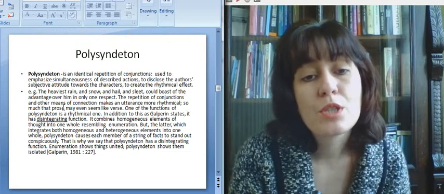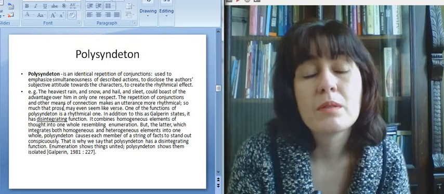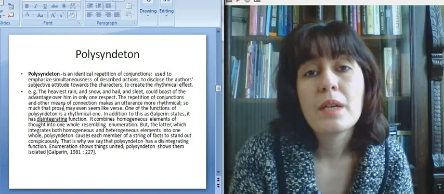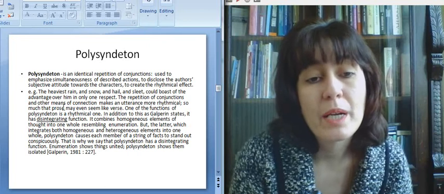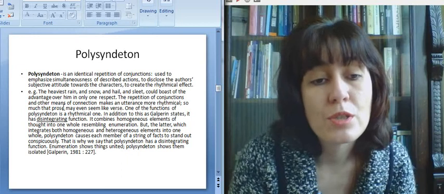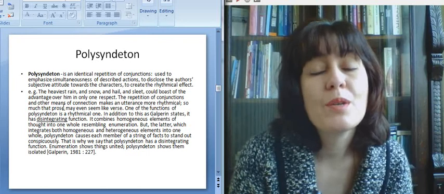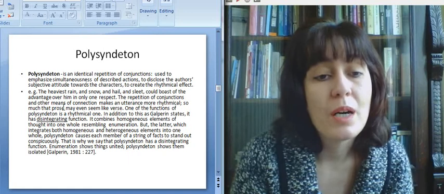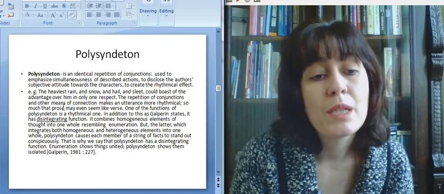And polysyndeton, which is an identical repetition of conjunctions, used to emphasize simultaneousness of described actions, to disclose the author's subjective attitude toward the characters, to create a rhythmical effect. For example, the heaviest rain and snow and hail and sleet could boast of the advantage over him in only one respect. The repetition of conjunctions and other means of connection makes an utterance more rhythmical, so much that prose may even seem like verse.